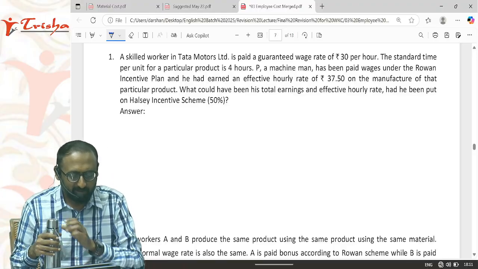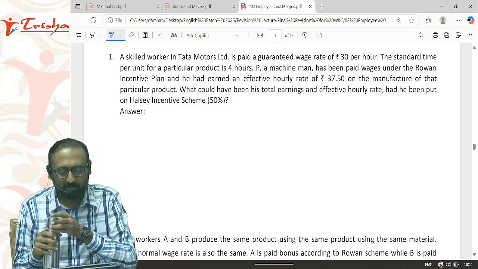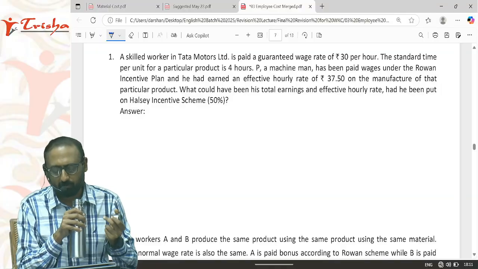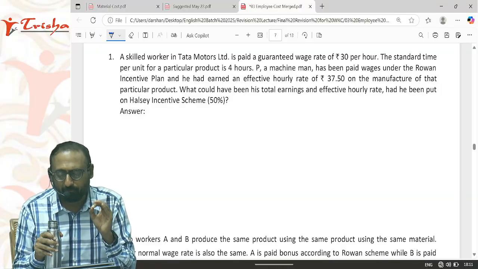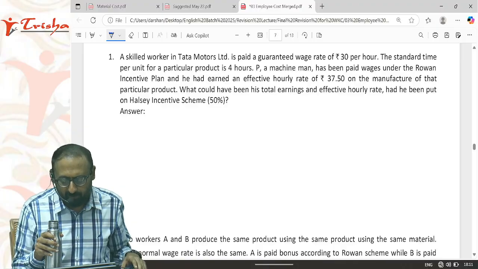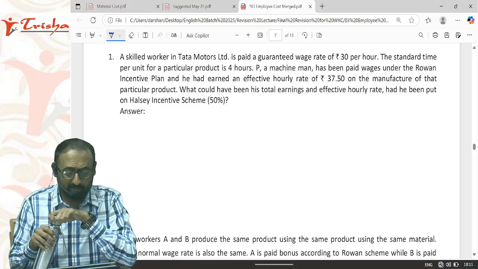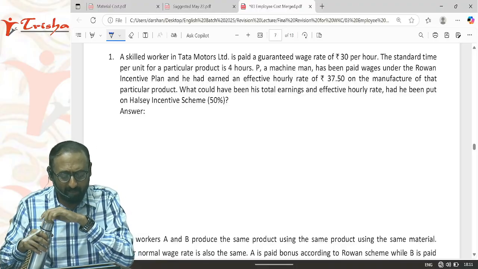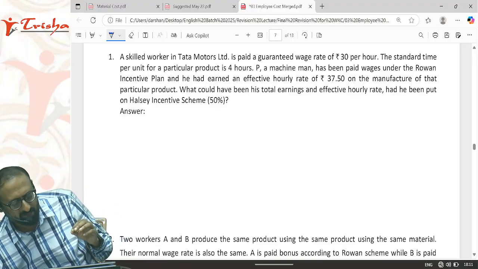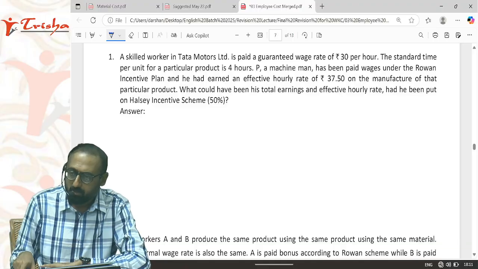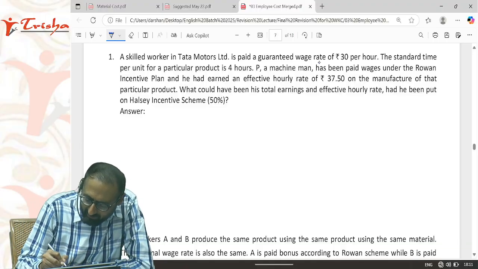A skilled worker in Tata Motors Limited is paid a guaranteed wage rate of 30 rupees per hour. Standard time per unit for a particular product is 4 hours. P, a machine man, has been paid wages under the Rowan incentive plan and he has earned an effective hourly rate of 37.5. So guys, the basic wage rate guaranteed is 30.